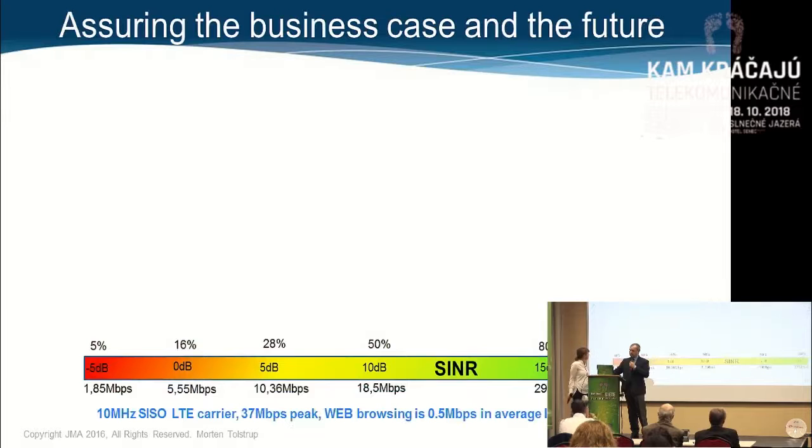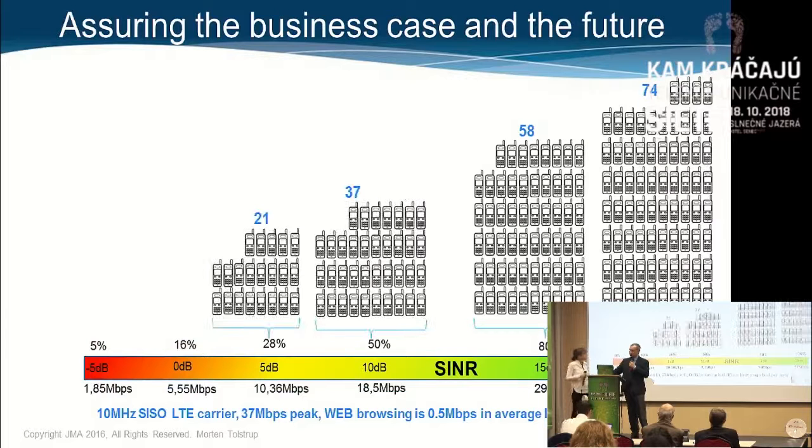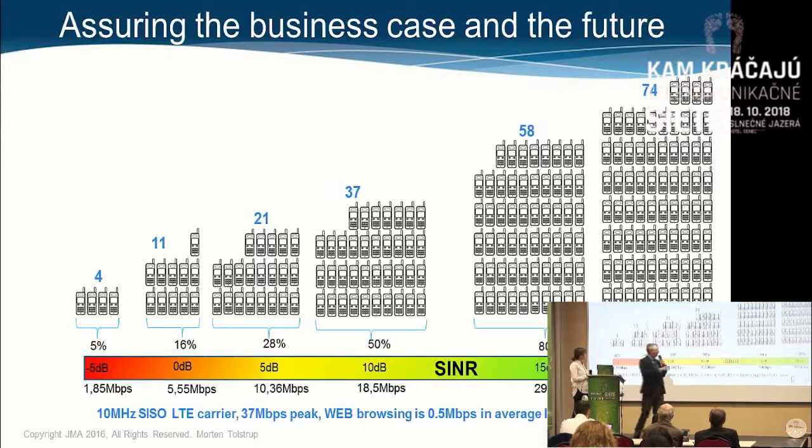So if I translate this into a number of users, I can take the same graph here with the same data speeds, and I take an average user, 0.5 megabit per second. I can see with this signal to noise, I can support 74 users, and then you can see 58, 37, 21, and so on and so forth.